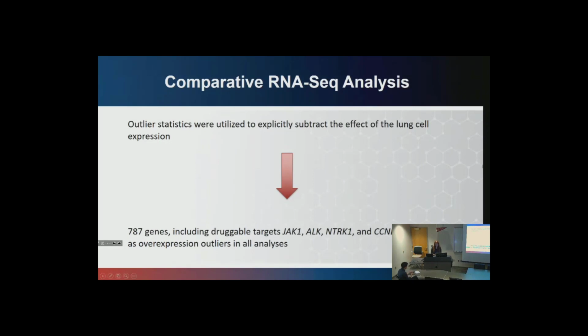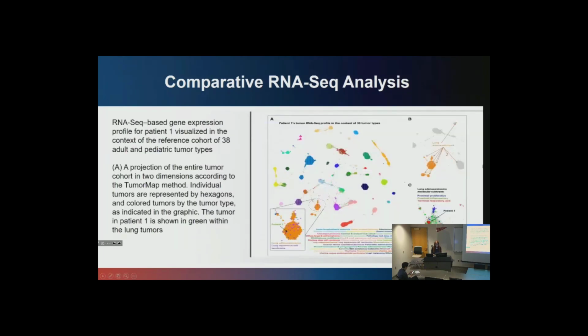Outlier statistics were utilized to explicitly subtract the effect of the lung cell expression because the tumor cell was found in the lung in the first place, so they had to subtract that effect from their data. 787 genes, including druggable targets JAK1, ALK, TRK1, and CCND1, emerged as overexpression outliers in all analyses.